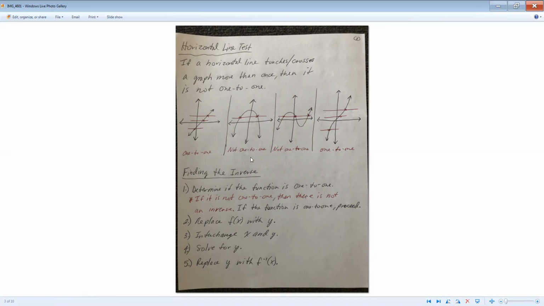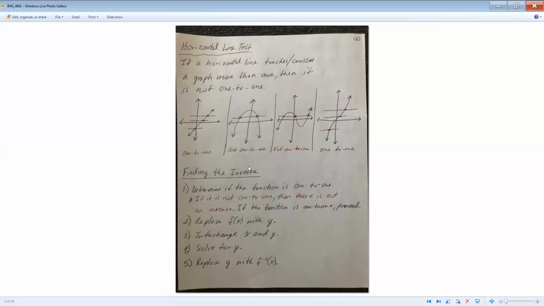Remember, your parabola is a function according to the vertical line test, but according to the horizontal line test, it's not a one-to-one function. It is a function, it's just not a one-to-one function. Here we have this wave, this curve that is not one-to-one, since the horizontal line touches it 3 times, and this cubic equation is one-to-one. No matter where you draw your horizontal line, it only touches it once.